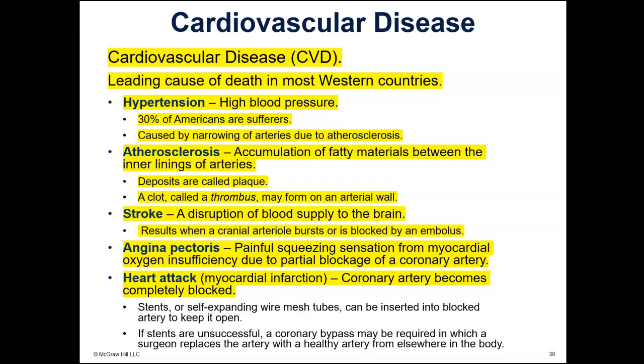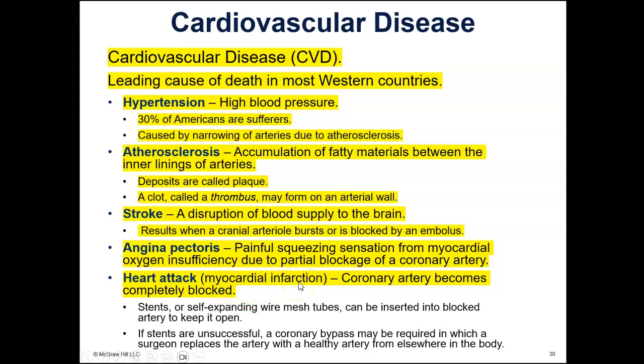Now, a stroke is when a blood vessel that supplies the brain is blocked, and the blockage is called an embolus. A heart attack is called a myocardial infarction, and that is when a coronary artery that supplies the heart becomes blocked. So a blockage to the brain is a stroke, and a blockage to the coronary arteries is a heart attack or myocardial infarction, which literally means myo means muscle, cardial means heart, infarction means death. So it literally means heart muscle death.